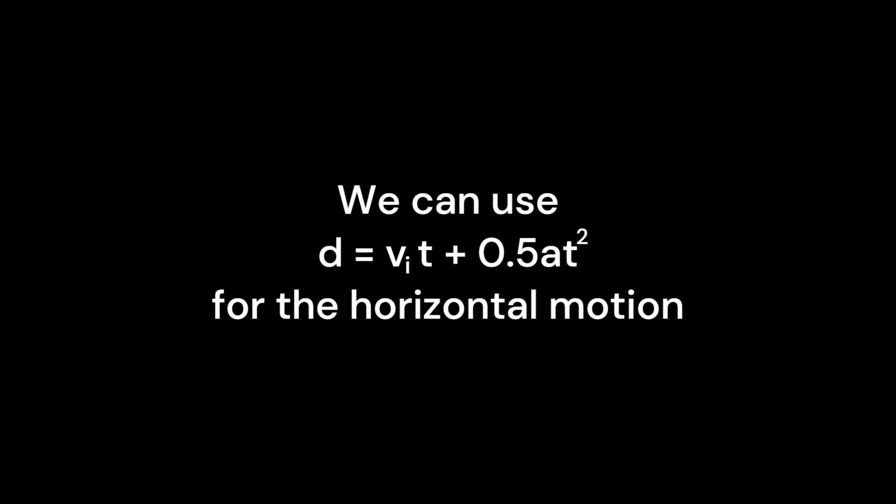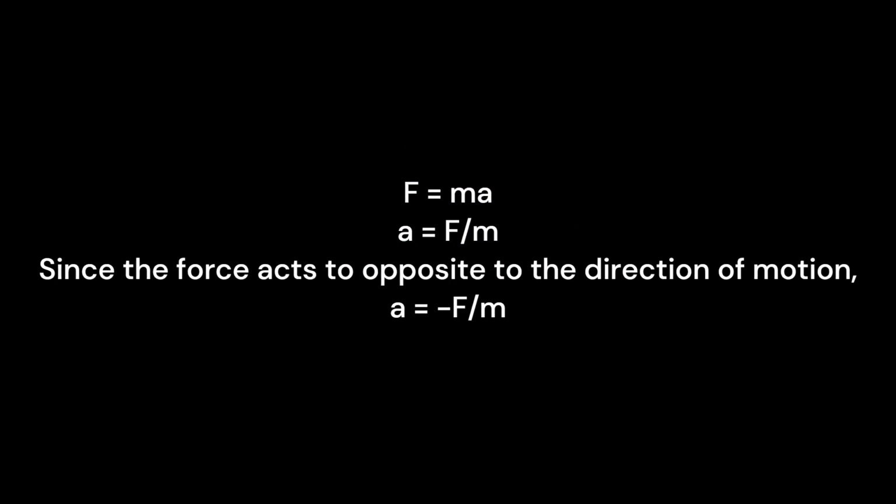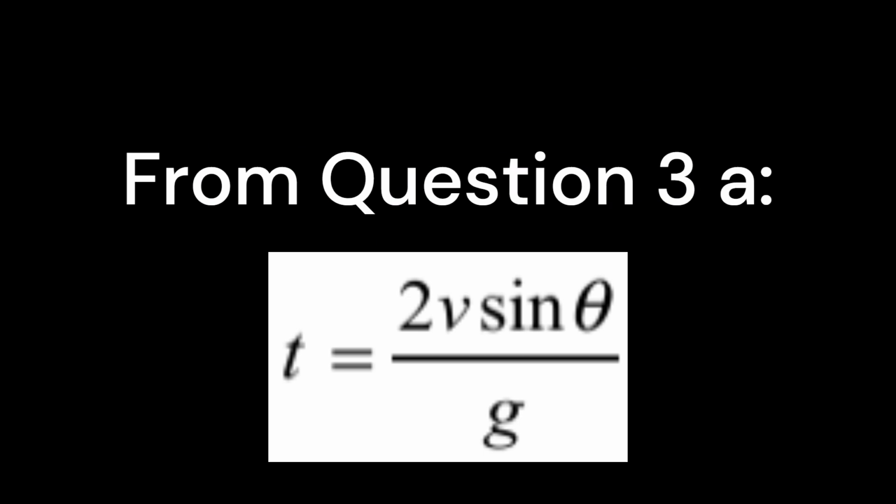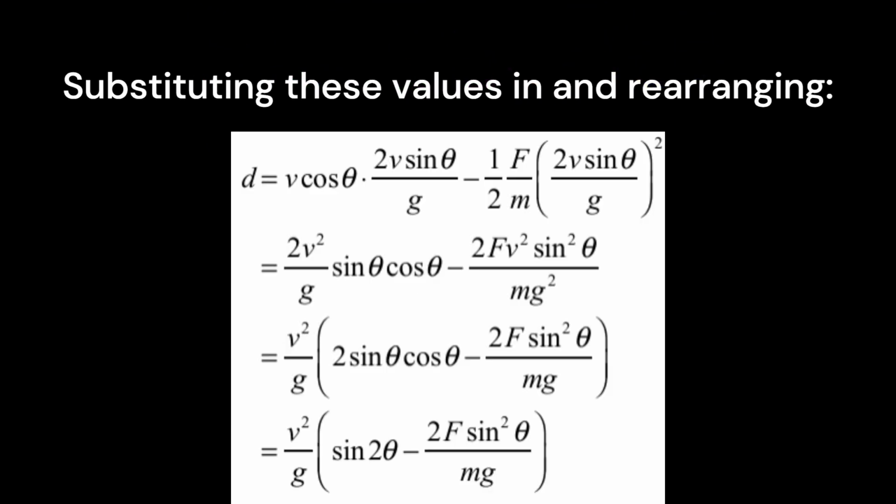We can use d equals v_i t plus half a t squared for the horizontal motion, since there is now a constant drag force. Newton's second law tells us F equals ma. Rearranging this gives us a equals F over m. Since the force is acting in the opposite direction of motion, a equals negative F over m. In question 3a, we found that time equals 2v sine theta over g. Substituting these values in and rearranging, we get what we're trying to find.